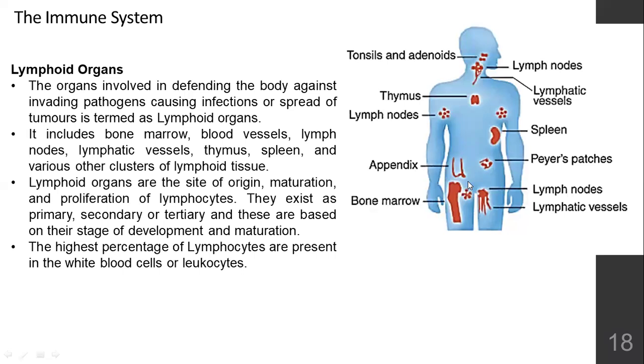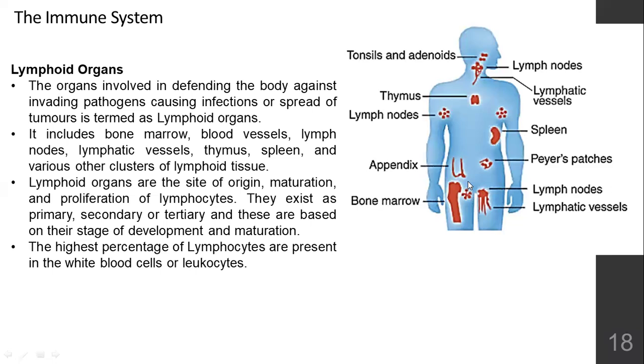So wherever infection happens, lymphocytes from these lymphoid organs will get immediately released into the blood, and they will reach the area wherever the infection is. So the organs involved in defending the body against invading pathogens causing infection, or the spread of any tumors, we call them lymphoid organs.